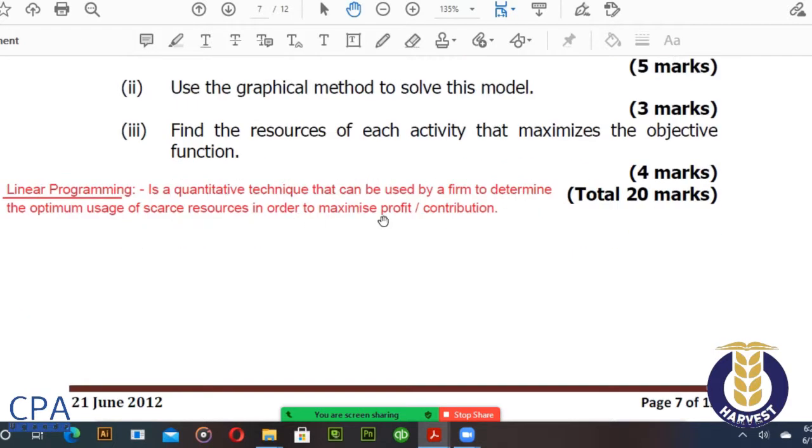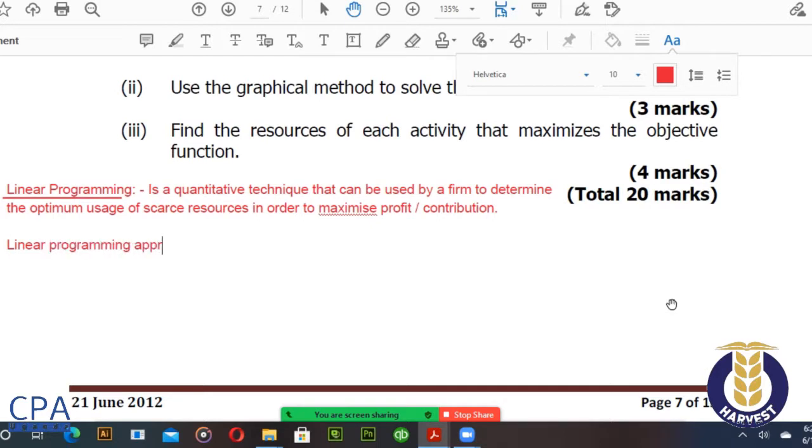Now, the linear programming approaches are basically two. We have the graphical approach, the graphical method, and then we have what we call the simplex method. So these are the two major approaches to linear programming.